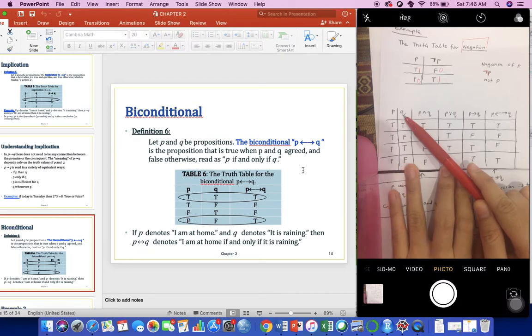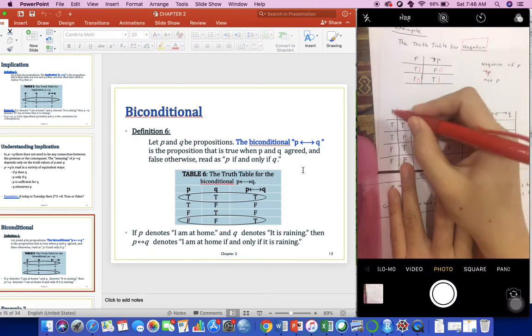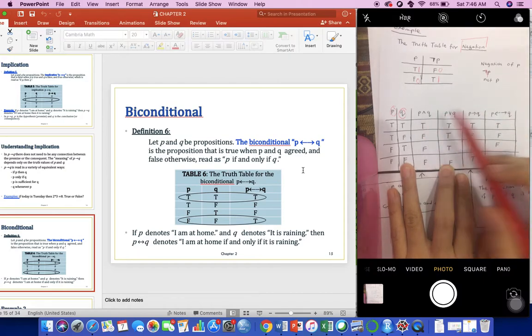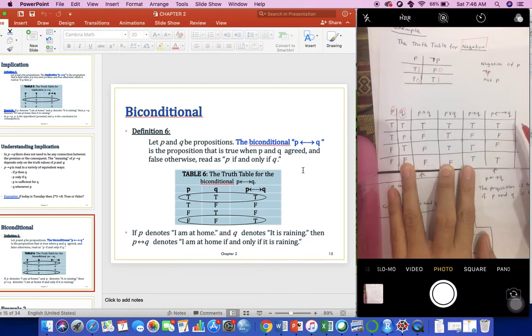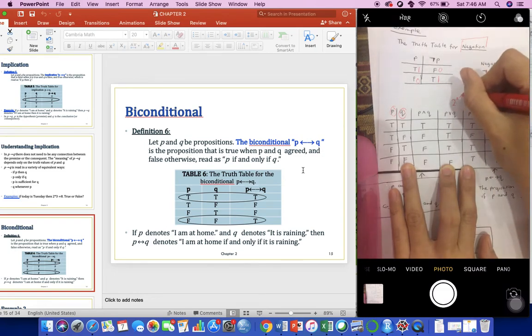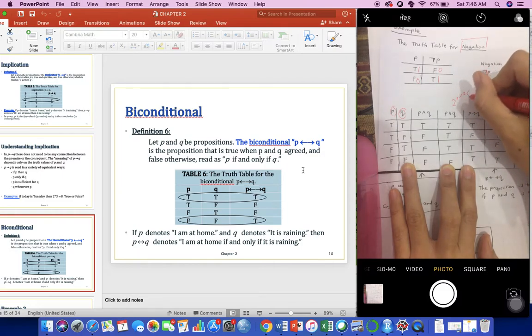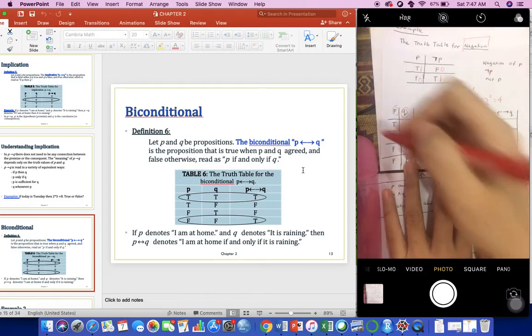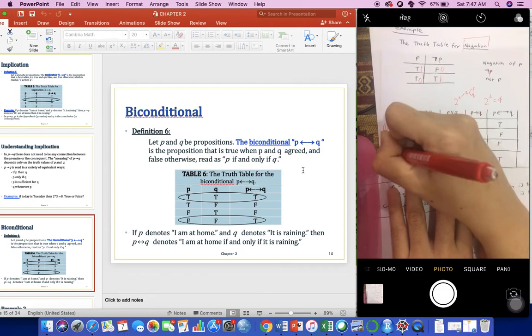When you have P and Q here, meaning that you have two variables, we have a formula to calculate how many rows we need to produce. The formula is 2 to the power of n. Here n is 2, because we have P and Q. So 2 to the power of 2 gives 4 rows: 1, 2, 3, 4.